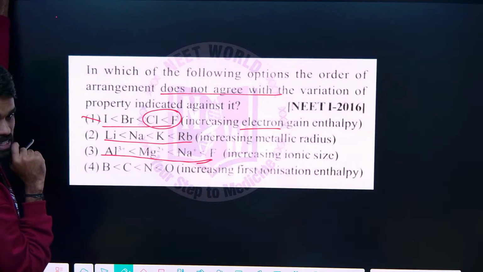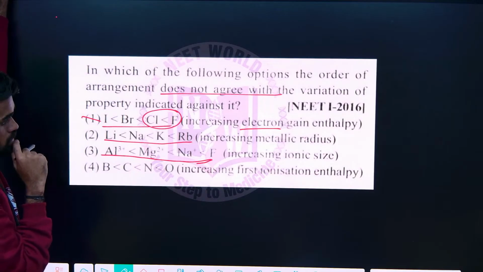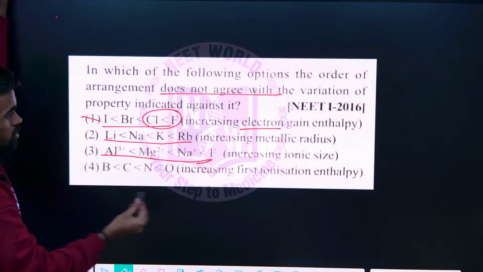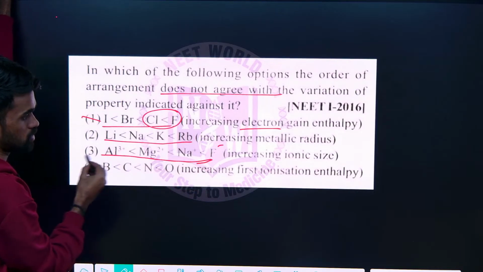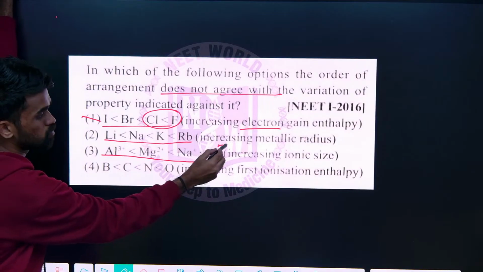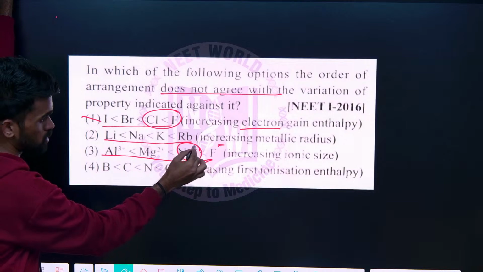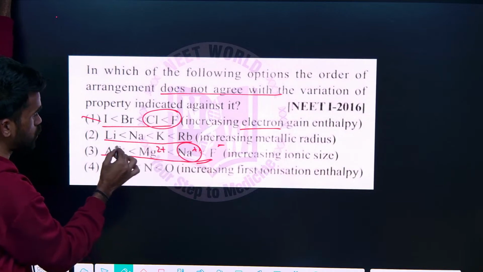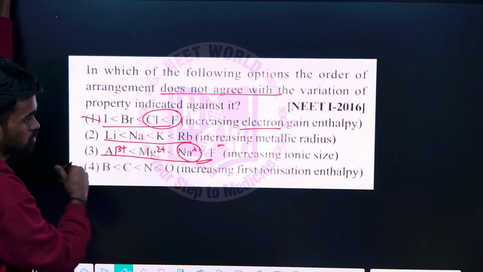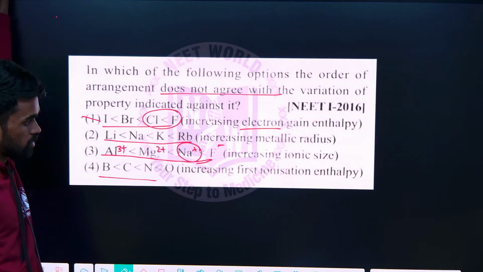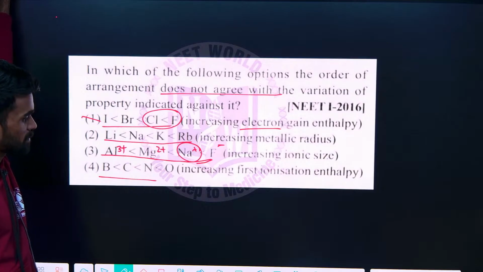Next, this one. Increasing ionic size. What happens to the size? F minus, Na plus: more negative charge, more size; for positive charge, as positive charge increases, size decreases. So this is also correct. Next, this one. Increasing first ionization enthalpy. So which has the greater first ionization enthalpy?